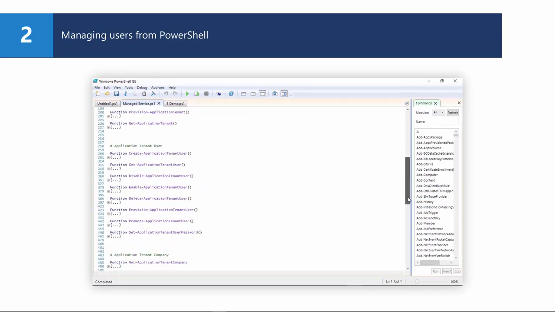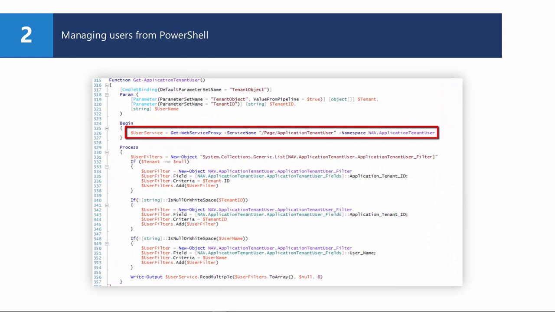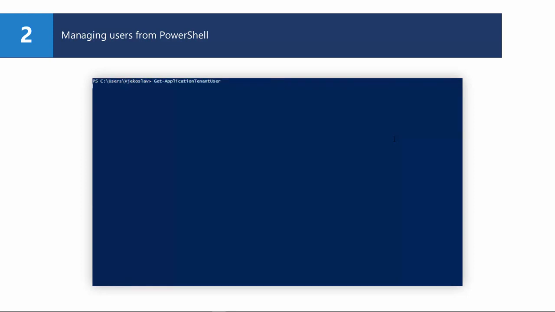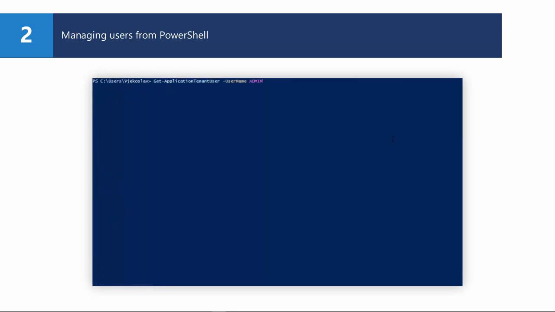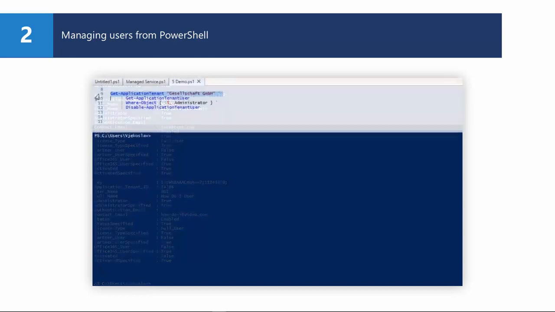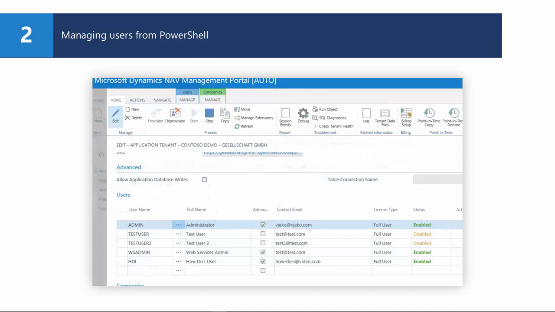Let me start with the get application tenant user commandlet. It retrieves the proxy and it calls read multiple on it. I call it like this. Since I provided no other input, it shows all users from all tenants. I can filter it, for example, by username. Or I can use the getTenant commandlet and then pipe it into my getApplicationTenantUser commandlet like this. This commandlet returns the retrieved user objects to the pipeline, and I can use them to process them further. For example, I can disable all non-administrative users in a tenant at once.